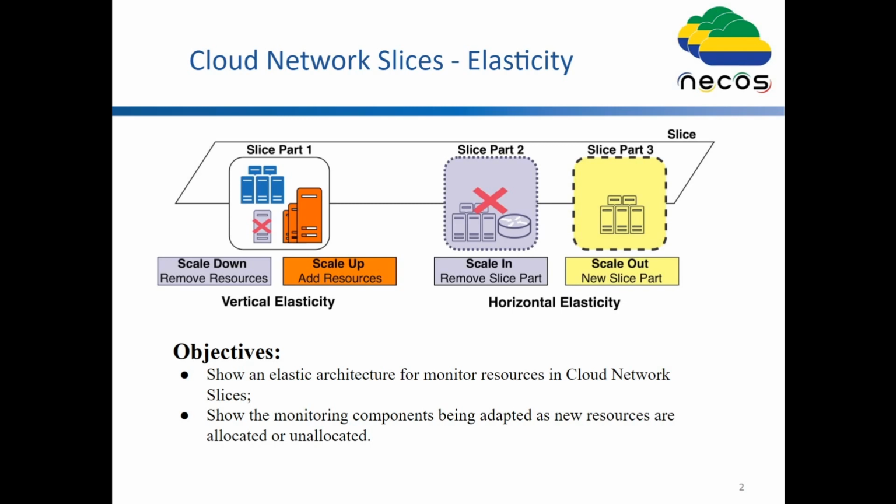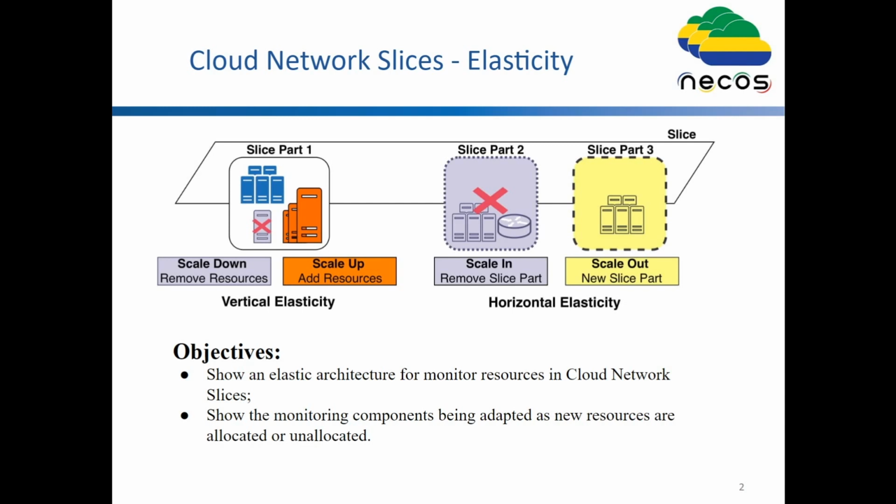We have exercised two types of elasticity, the vertical elasticity and the horizontal elasticity. Basically, the difference between them is that vertical elasticity is related to resources that are inside the same slice part, and the horizontal elasticity is related to adding or removing a slice part.